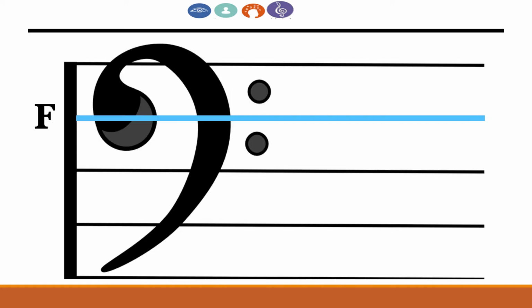The staff. A staff has five horizontal lines and four spaces. The F clef staff. Why do we call this F clef staff? The line in between the two dots is F. The pitches in bass clef or F clef are low.